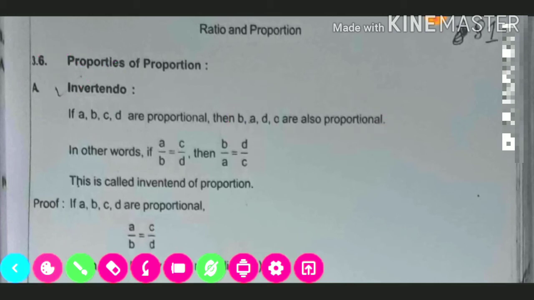In other words, if A divided by B is equal to C divided by D, then invertendo means reciprocal. The denominator becomes the numerator and the numerator becomes the denominator. In the same way, D, which is the denominator here, now becomes the numerator, and C, the numerator here, becomes the denominator. This is the form of invertendo.